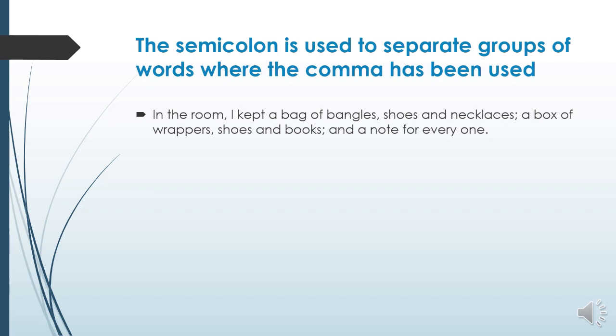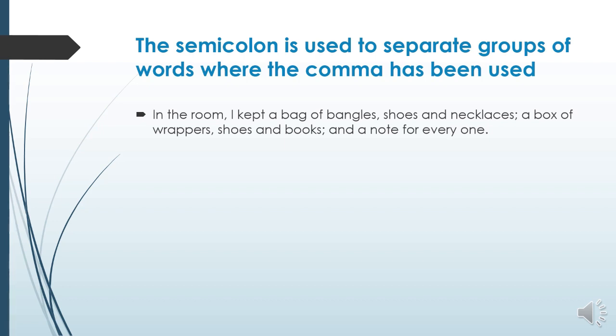I read that again. In the room, I kept a bag of bangles, shoes, and necklaces; a box of wrappers, shoes, and books; and a note for everyone. So you can see the first part is saying a bag of bangles, shoes, and necklaces. That is one group of words, and you can see the comma is used there already.